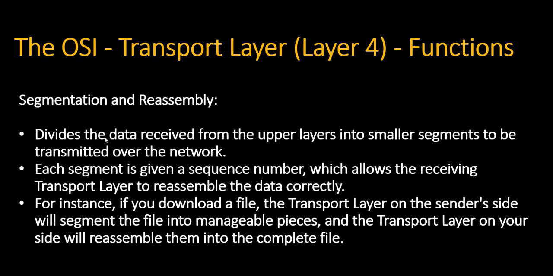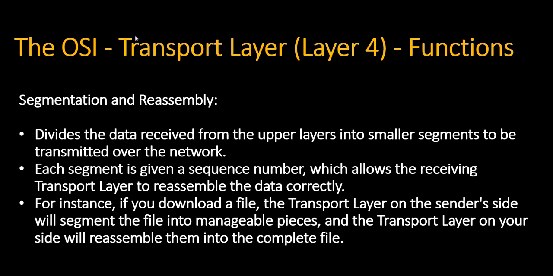Okay, so functions, what it provides. Segmentation and reassembly, like I said, divides the data received from the upper layers into smaller segments to be transmitted over the network. Each segment is given a sequence number which allows the receiving transport layer to reassemble the data correctly. For instance, if you download a file, the transport layer on the sender side will segment the file into manageable pieces, and the transport layer on your side will reassemble them into the complete file.